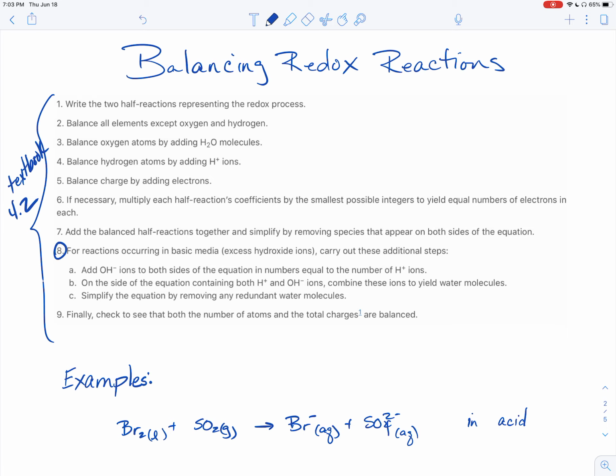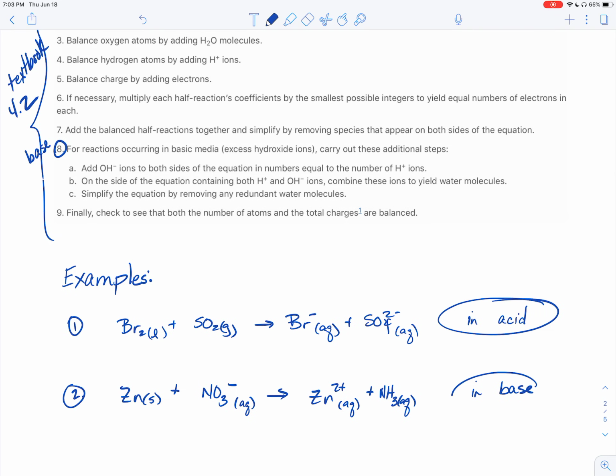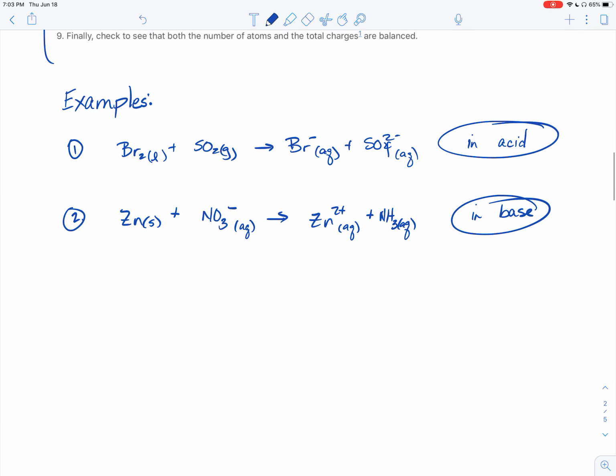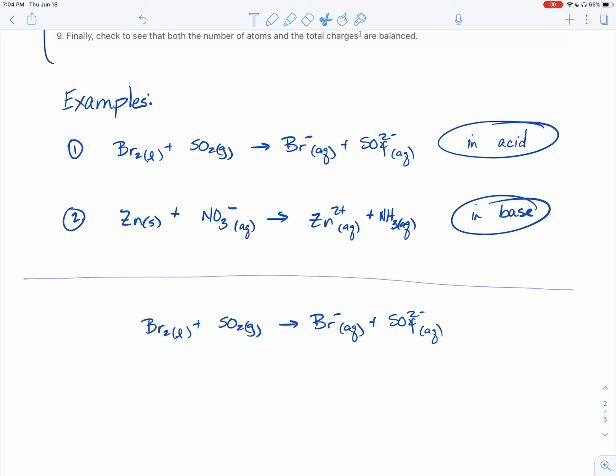Step 8 is what you would add if you happen to be balancing in a basic solution. Otherwise, you go 1 through 7 and then skip to 9 for acidic solutions. So we're going to do 2 problems. We're going to do problem 1 in acidic solution, and problem 2 in basic solution. Okay, so let's go to problem number 1. I'm going to go ahead and copy and paste this down here, and we're going to work through it.